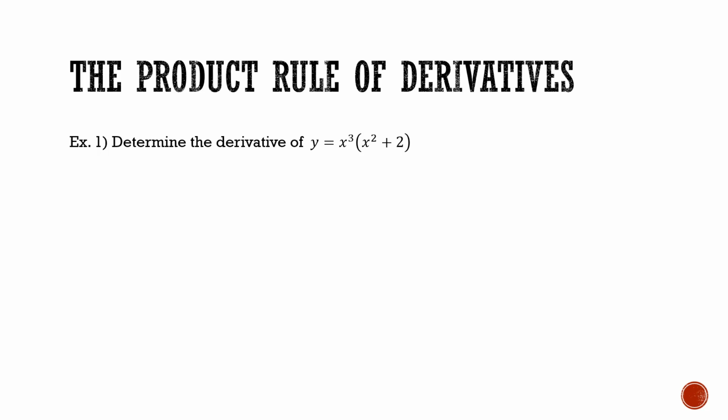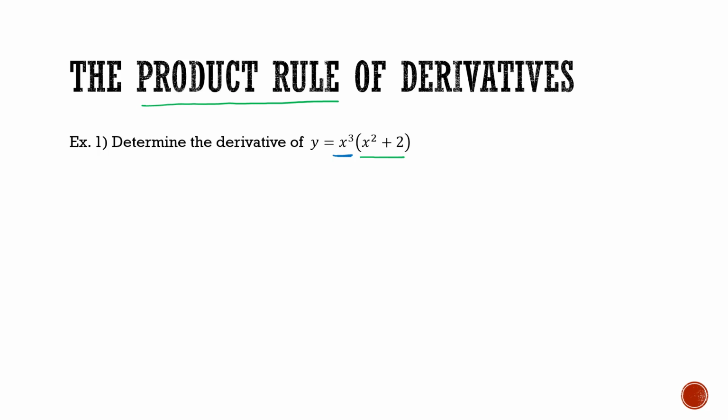Now this equation is a little bit different than what we've looked at previously, as I have the product of two expressions, x cubed times x squared plus 2. So we've never dealt with having to multiply two expressions like this. Now there are a variety of different approaches I could use to solve for this derivative, but today's objective is to teach about the product rule, and this is a great example to illustrate that.